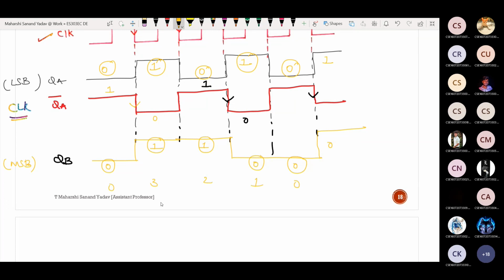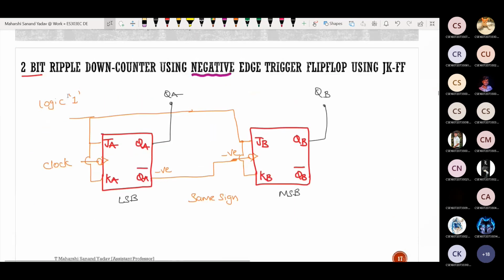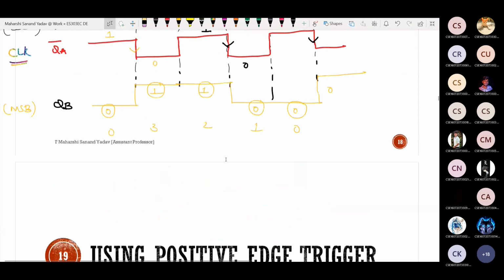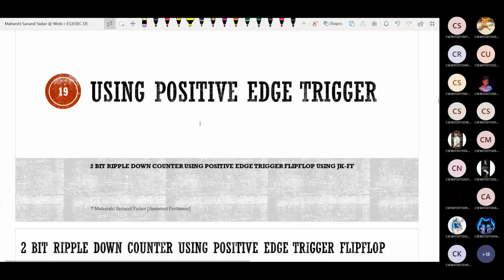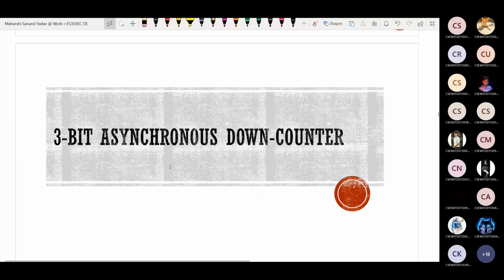So this is how we need to implement. While drawing this timing diagram, make sure that you take each and every trigger and observe carefully whether it is going from positive edge or negative edge. So done with the 2-bit ripple down counter using negative edge trigger. You can try with positive edge trigger also. In the exam, he won't specifically ask you to draw using positive or negative, but I'm covering all the triggers so that it will be easy for you. And the same story is applicable for 3-bit, 4-bit and so on.